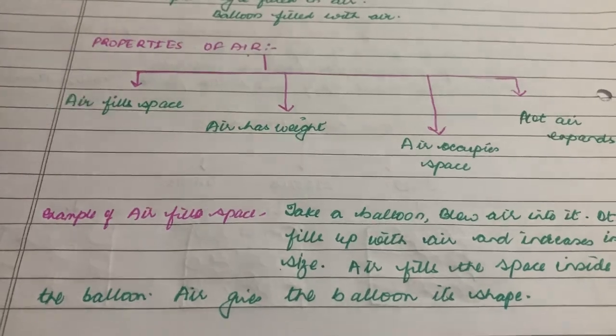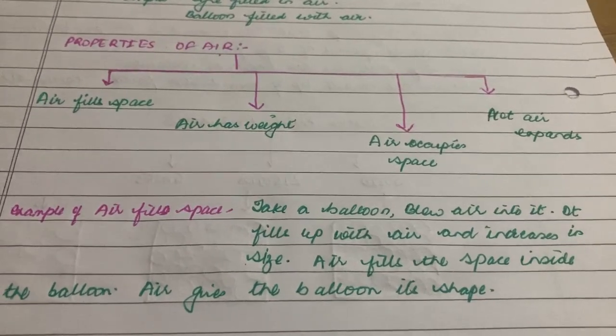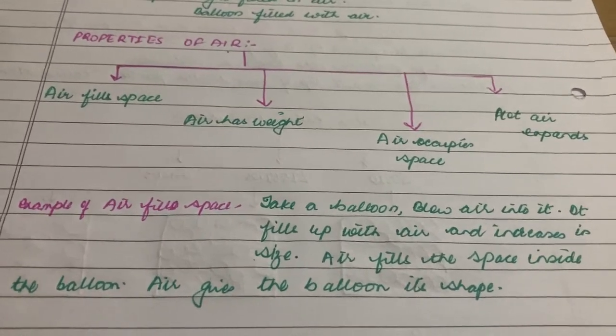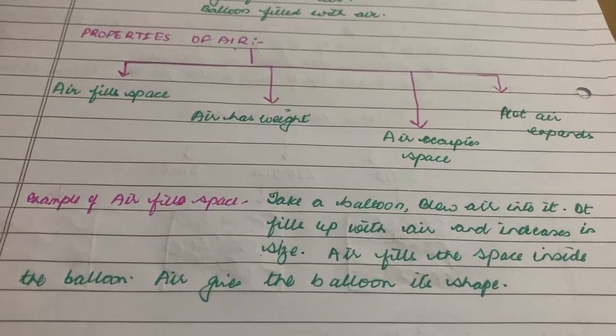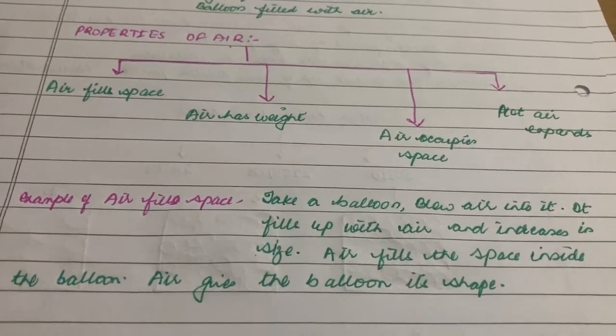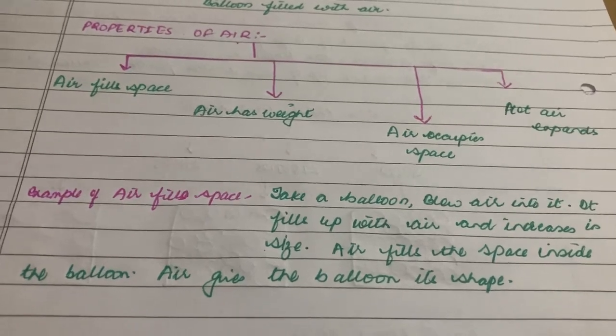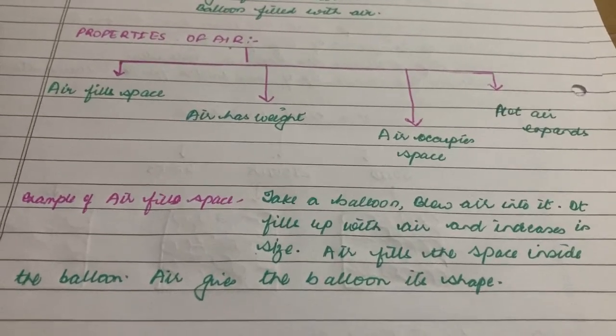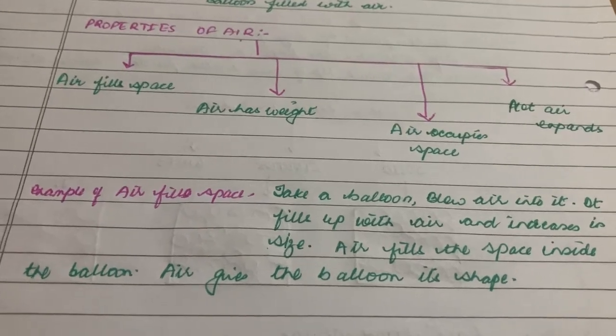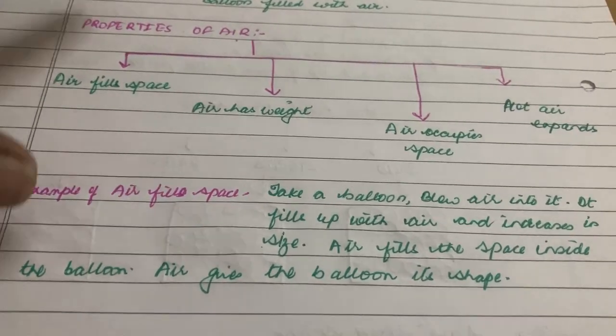So air fills space, the example is take a balloon, blow air into it, it fills up with air and increases in size. Air fills the space inside the balloon, the air gives the balloon its shape, and therefore we say one property of air is air fills space.